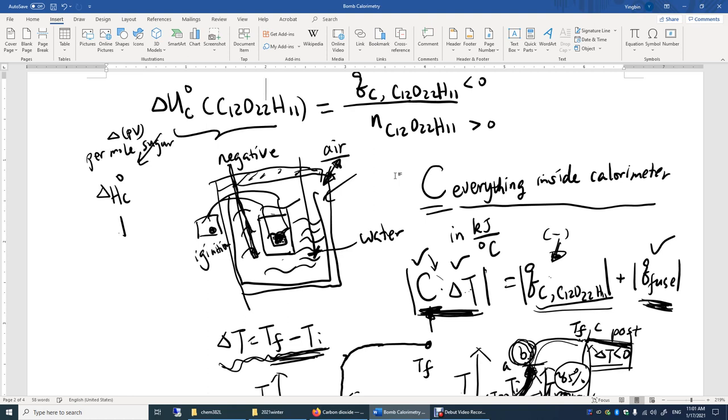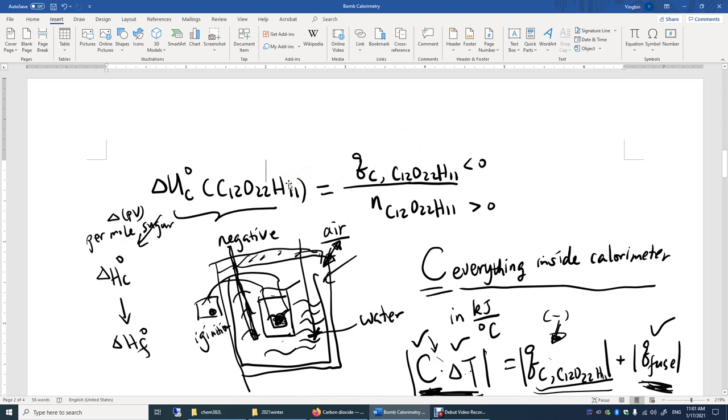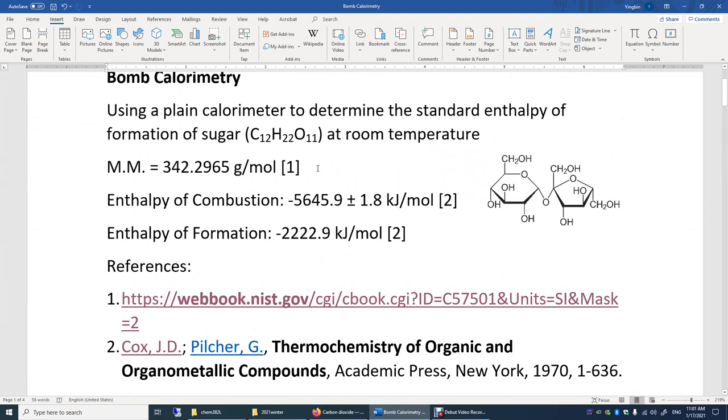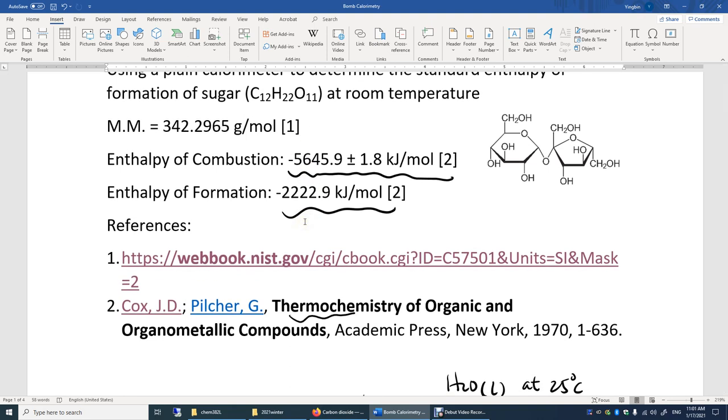Okay, and then we go from enthalpy of combustion to the enthalpy of formation. Finally, after you determine the enthalpy of combustion and enthalpy of formation of sugar, you should compare your numbers with the literature values. So from this book, Thermochemistry of Organic and Organometallic Compounds, to see if your numbers match with the literature values. And if they differ significantly, let's say if they differ by 50 kilojoules per mole, well, your experiment is not very accurate.